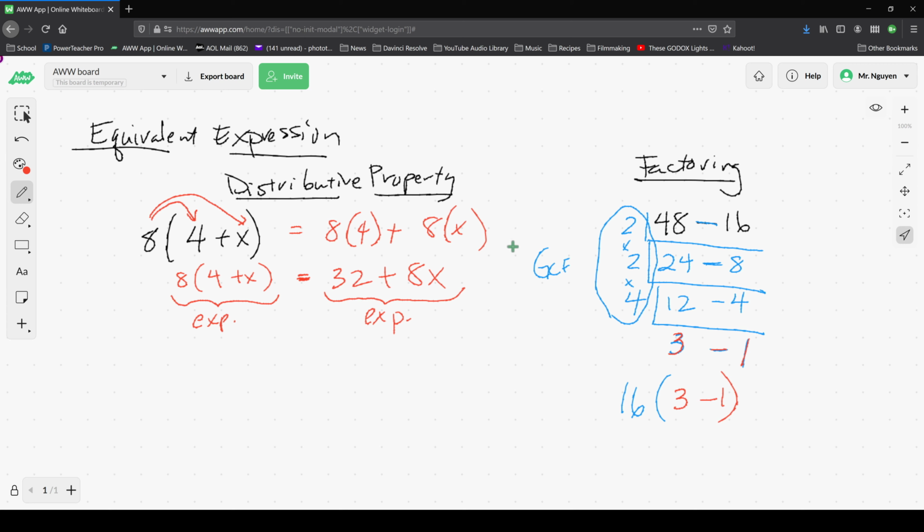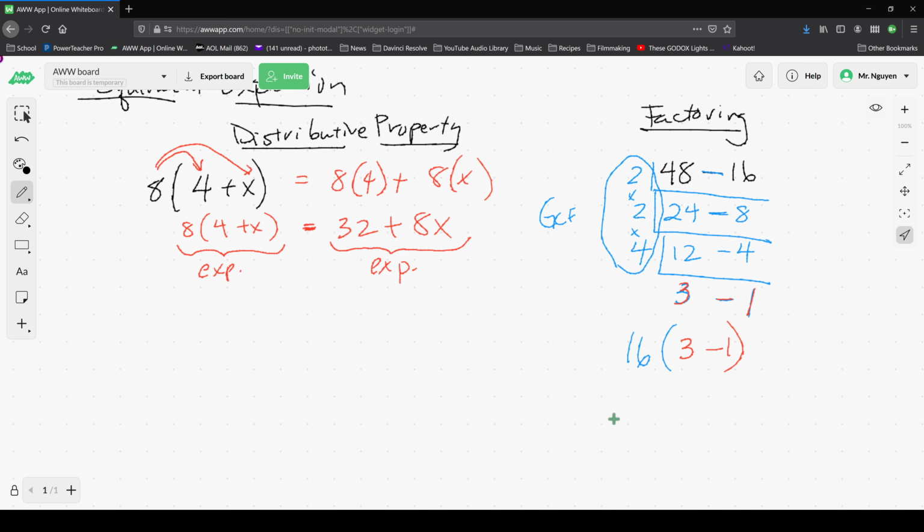Okay, what does this have to do with equivalent expressions? Well, what we began with was 48 minus 16. And 48 minus 16 can be factored into 16 times the difference of 3 and 1. Okay, they should be exactly equal to each other. Well, let's see. 48 minus 16 gives us 32. 16 times 3 minus 1 is 2, so 16 times 2 gives us 32. So they're equal to each other.